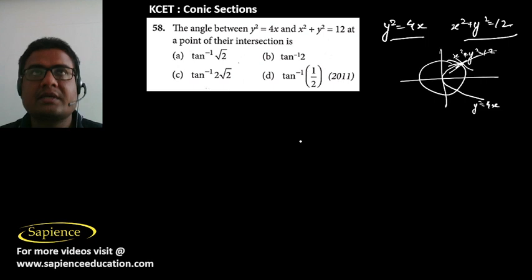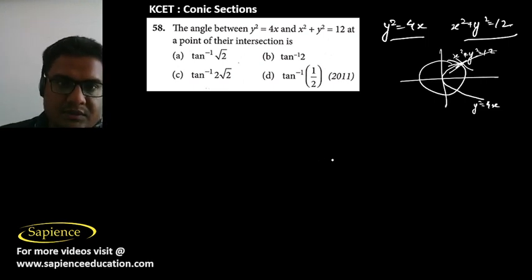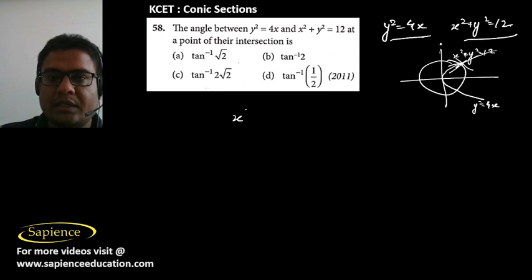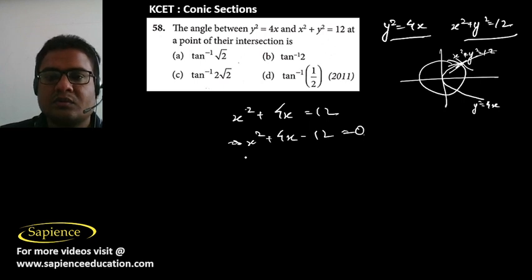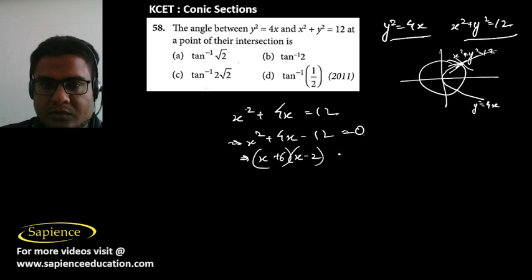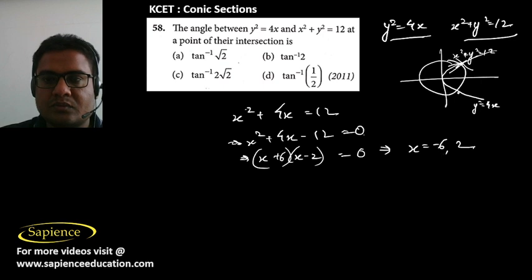So we have to find the angle between their tangents. To find their point of intersection, we have to solve these two equations. x square plus y square is 4x, so 4x is equal to 12. So I can say x square plus 4x minus 12 equal to 0. This will be x plus 6 into x minus 2 equal to 0. Therefore x equal to minus 6 or 2.